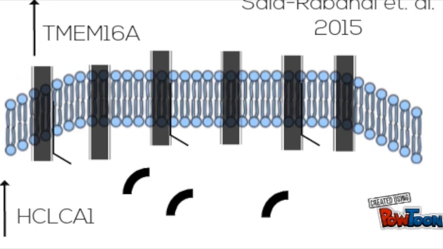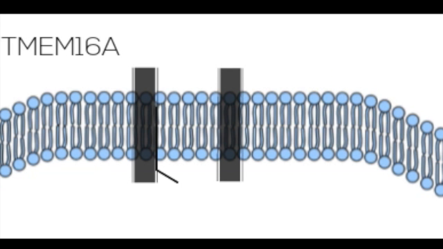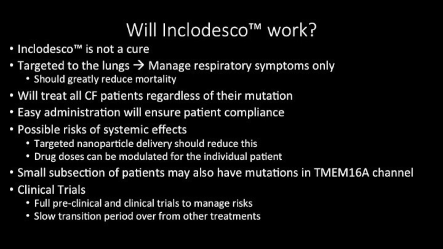TMEM16A is a functionally similar channel to CFTR, and as such can secrete both chloride and bicarbonate, which will restore the efflux of water in airway epithelium. However, it does not provide the same inhibitory action CFTR has on ENaC, which maintains an equilibrium of chloride and sodium conductance.